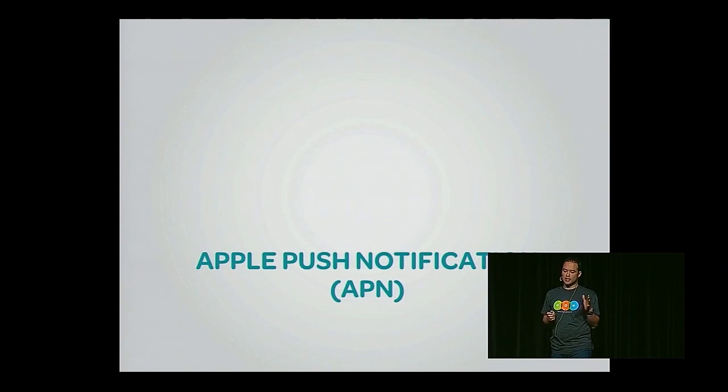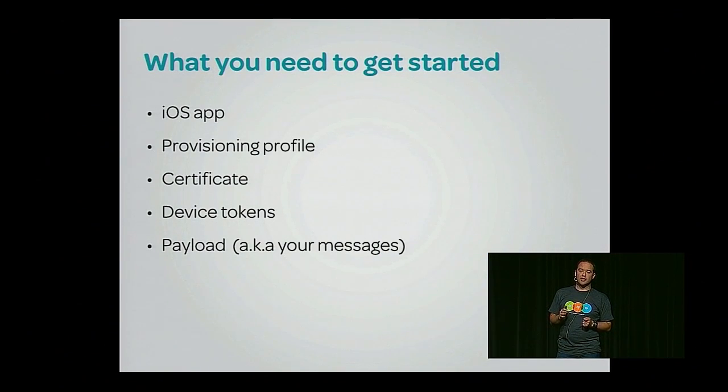So first, we're going to talk about the specifics of the Apple implementation. What you need to get started is an iOS app that's running on the phone. I'm going to tell you a little bit about why that's an important component. You're going to need a provisioning profile, which is something specific to how you create your app. You're going to need a certificate, and I'm going to describe how you get it. And then you're going to need your device tokens. The way you get device tokens is very similar on both the Apple and the Google side, so I'm only going to describe it here on the Apple side. And you need your payload, of course, which is your message.